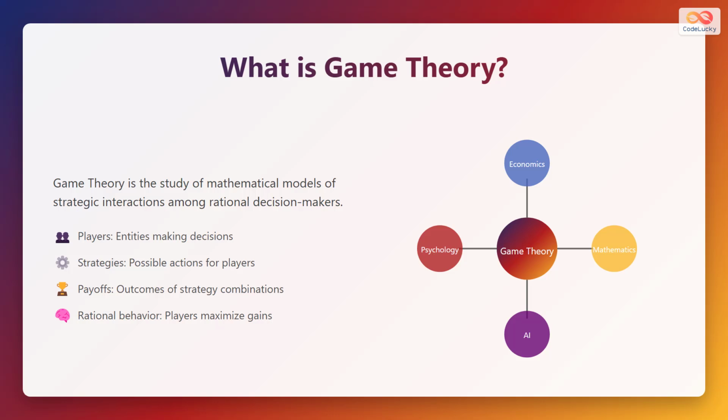The first one is players, who are the entities making decisions. Second, strategies. These are the possible actions that players can take. Third, payoffs, which refer to the outcomes resulting from different combinations of strategies. And fourth, rational behavior, which suggests that players will make decisions to maximize their gains.